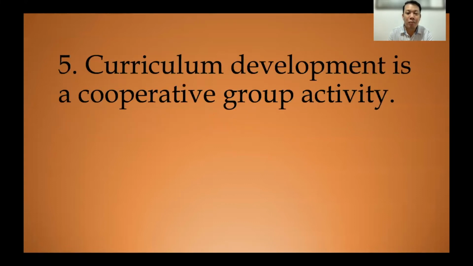Next, curriculum development is a cooperative group activity. Of course, curriculum development is not a one-man job. It is composed of different people who are experts in the field. There is a planner, there is an implementer, there are people who can make the curriculum better. In fact, we even consulted other countries before the actual implementation of the K-12 curriculum.